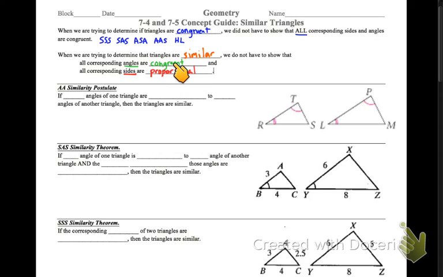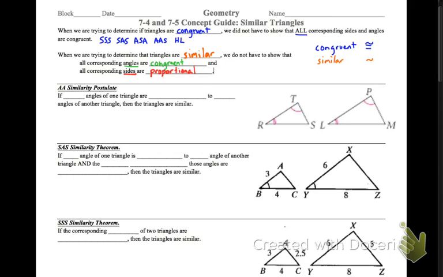Remember, when we're talking about similarity, angles will always be congruent, sides will be proportional. The ratios will be equal. Remember these symbols as well. Congruent, there's our symbol for congruent, here's our symbol for similar. So when we're making similarity statements, we're going to apply this symbol right here.